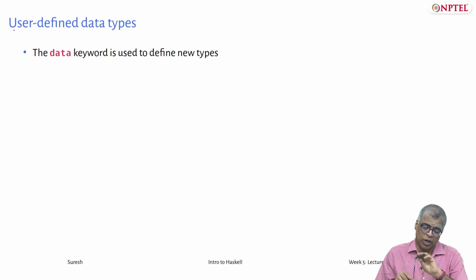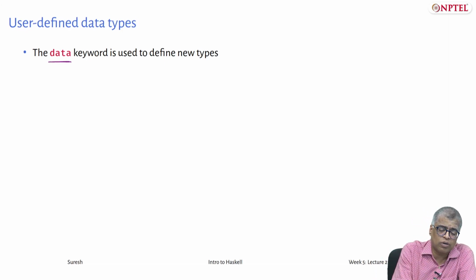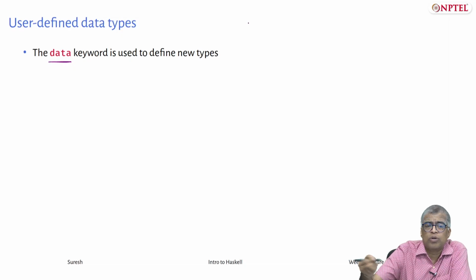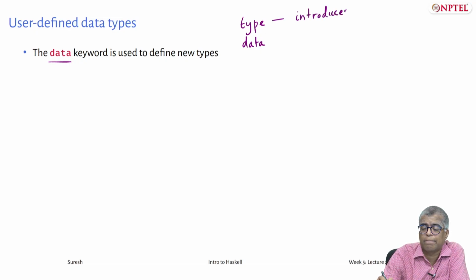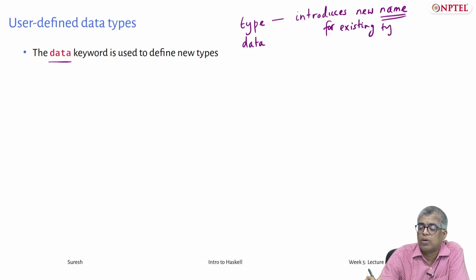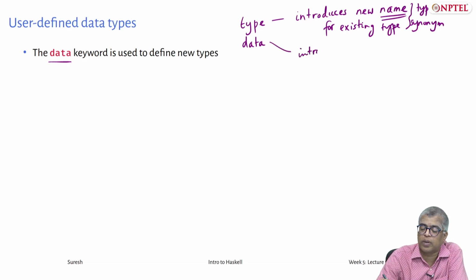The most important thing is that we use the data keyword to define new types. There are two keywords that you need to remember. Type is one, data is one. Type introduces a new name for an existing type, or what is called a type synonym. Whereas data introduces a new data type.